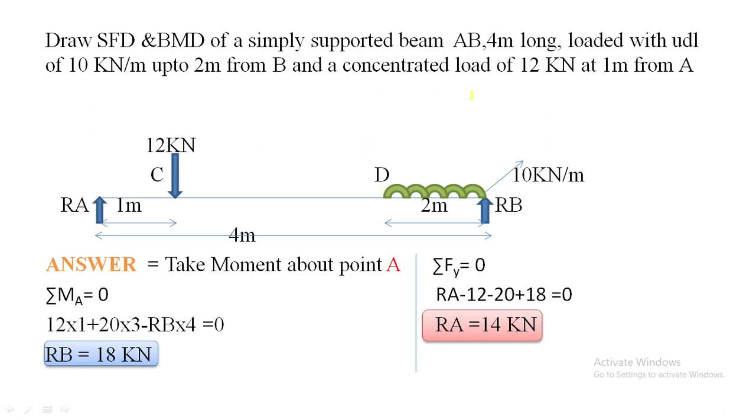And a concentrated load, meaning a point load, of 12 kilonewton at 1 meter from A. So 12 kilonewton load at 1 meter distance from A. So this is the diagram of a simply supported beam with point load, UDL and their distances, and you have to calculate the shear force and bending moment diagram. So for that, the first step is to take moment about any point, either A point or B point. Here we take A point.